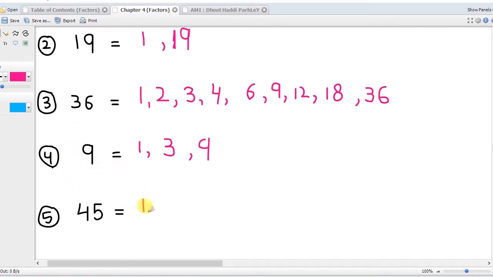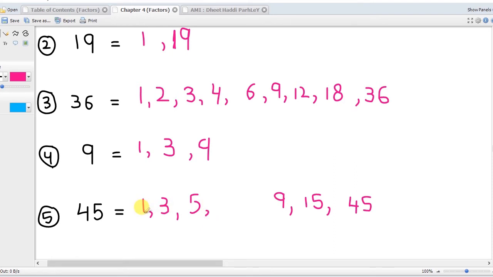Next, 45. 1 times 45 is 45. 2 times any number will give you 45? No. 3 times what number will give you 45? So 3 times 15 will give me 45. 4 times any number? No. 5 times table? Yes. 5 times 9 will give us 45.